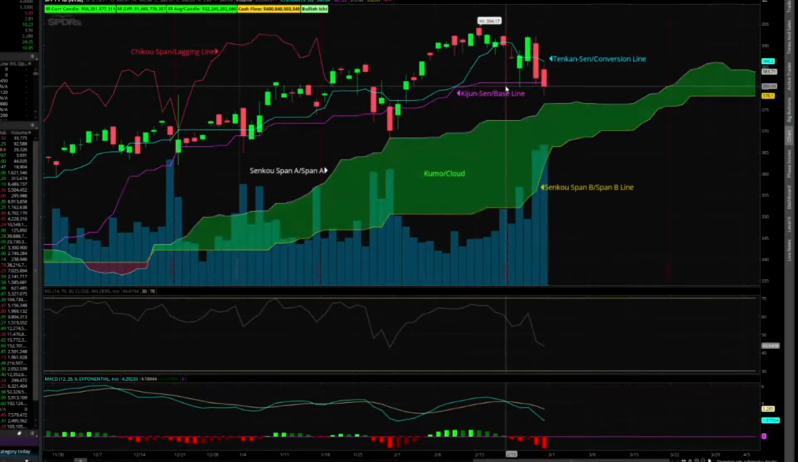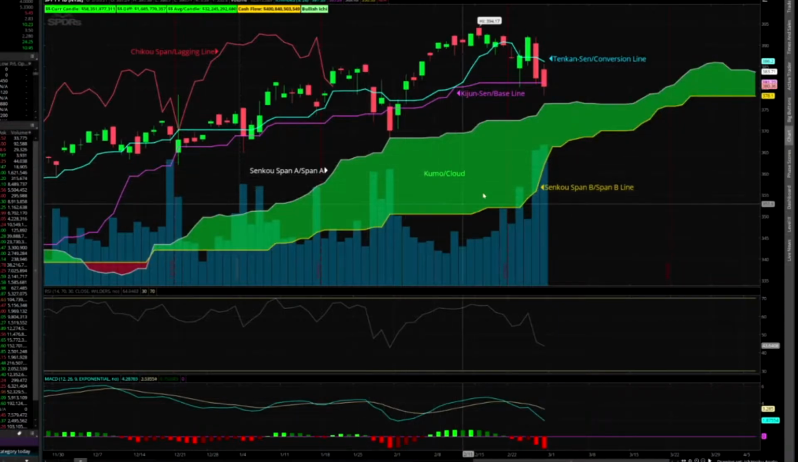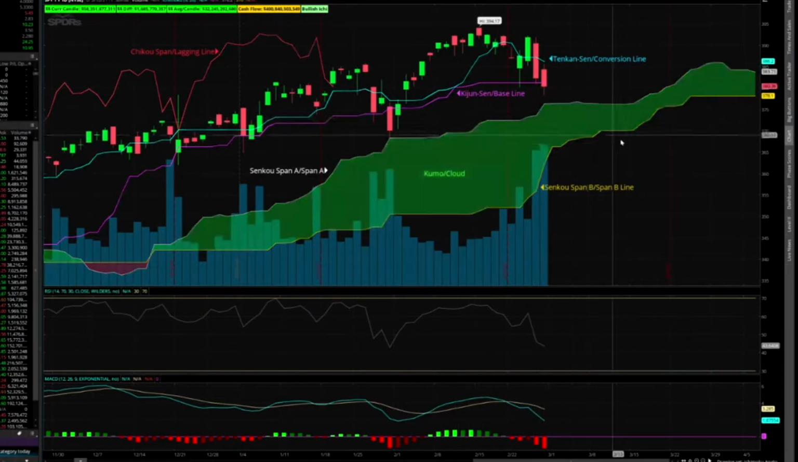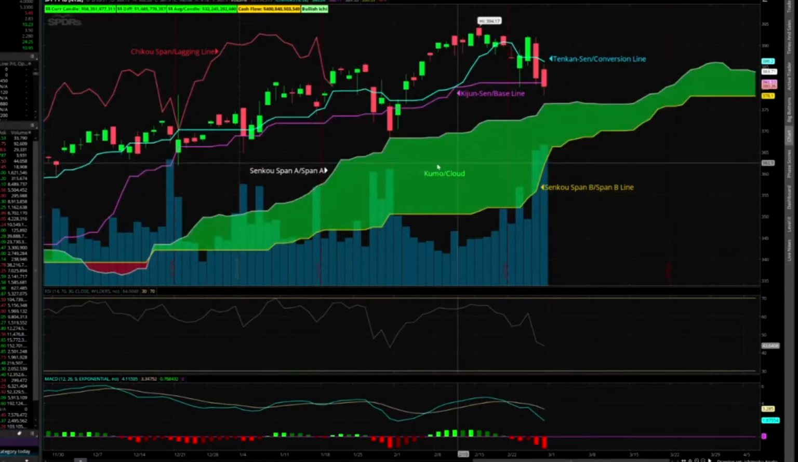Both of these lines make up the cloud part of the chart itself. The cloud is an indicator that has the green and red color fill-in. So you got the red right there, you got the green right here. The span A line is the top line of the cloud when the cloud is green. The span B line is the bottom line of the cloud when the cloud is green.